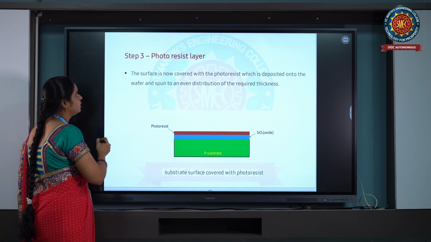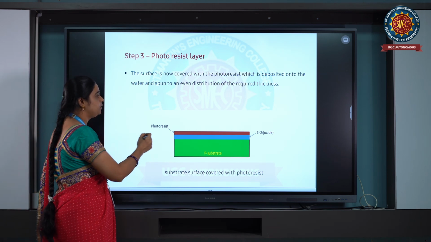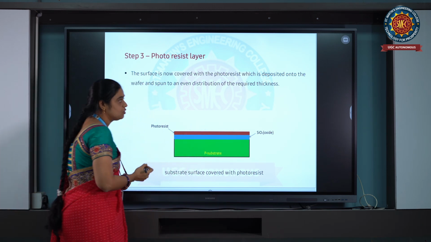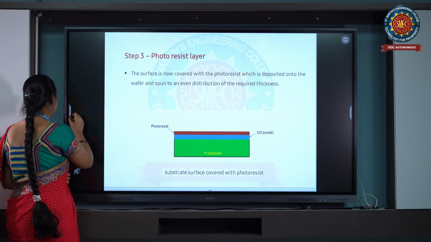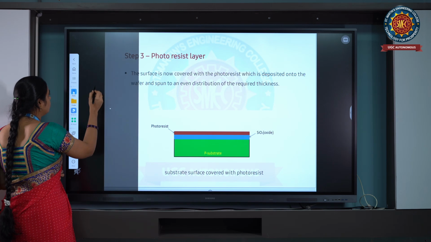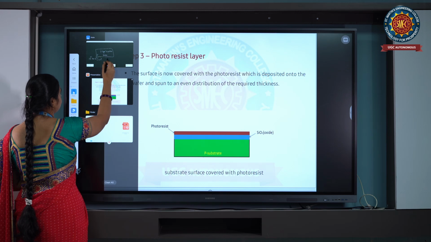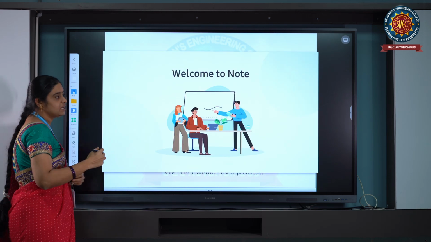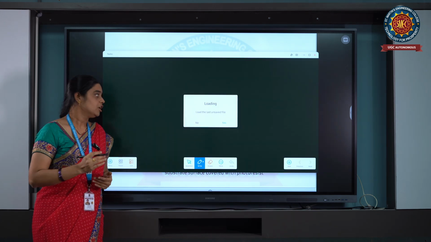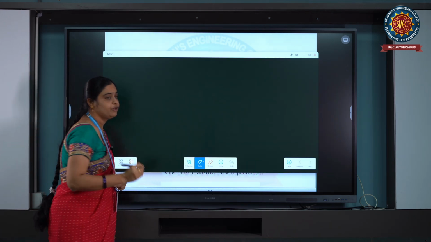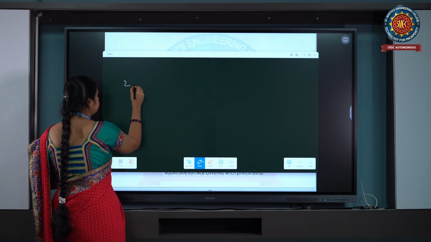Next, coming to our third step, this is the photoresist layer. This photoresist layer is to be placed over the SiO2 layer. What is the purpose of this photoresist layer? It is a light sensitive layer. It will help us in the masking and etching process, which is the next important step we discussed earlier, known as photolithography. Before doing masking and etching, we place a photoresist layer. This photoresist layer is of two types.